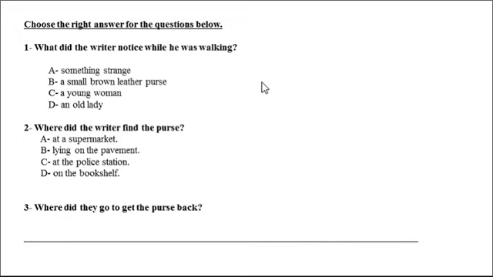For example, what did the writer notice while he was walking? If you read that one, the correct answer will be B. And then, where did the writer find the pairs? And again, the correct answer is B. And finally, after every 2 questions, you will have something to be written. Where did they go to get the pairs back? And here, the correct answer is to the police station. This is an example of the reading text.